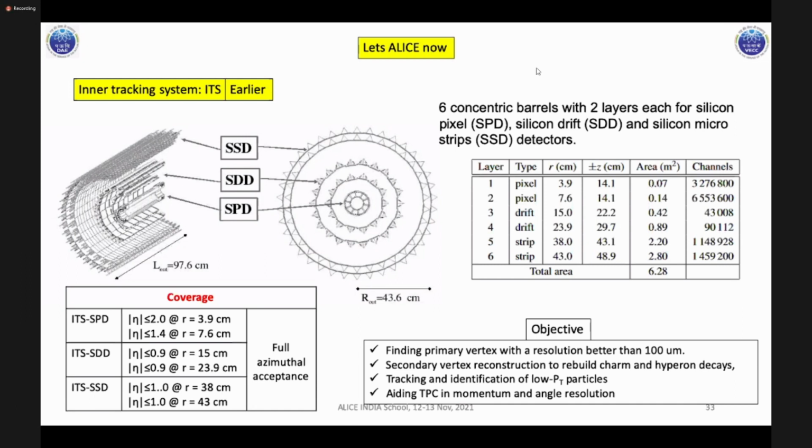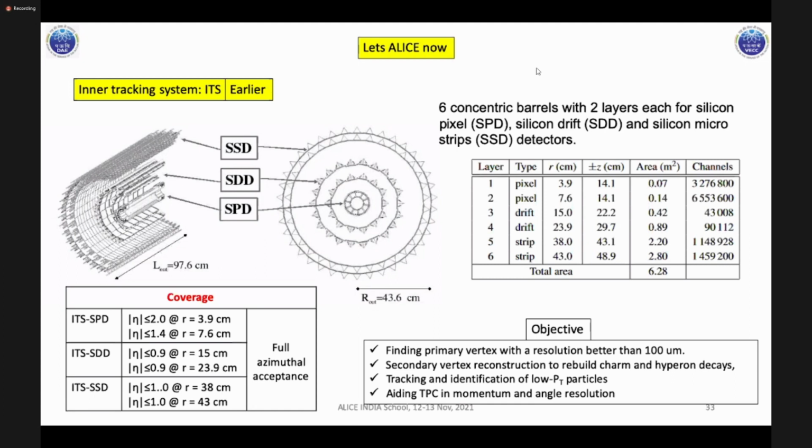What is the objective for this ITS? Finding the primary vertex with a resolution better than 100 micron with this earlier setup. Secondary vertex reconstruction is also necessary to study different kinds of, say, resonance particles or others, and we also need tracking and identification of low pT particles. And along with the TPC, it used to give a very good momentum and angle resolution.